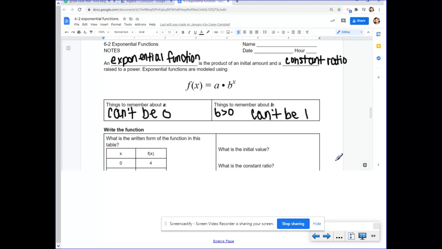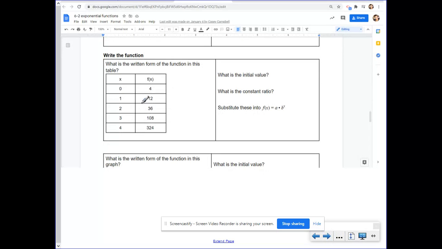So we're going to look at a table now. This is a table of an exponential function right here. And it says, what is the written form of the function of this table? So what we're going to do is look at these numbers right here and divide. So what is 12 divided by 4? What is 36 divided by 12? What's 108 divided by 36? Logic would tell us we're looking for 3's. And the same thing, 324 divided by 108 is 3.